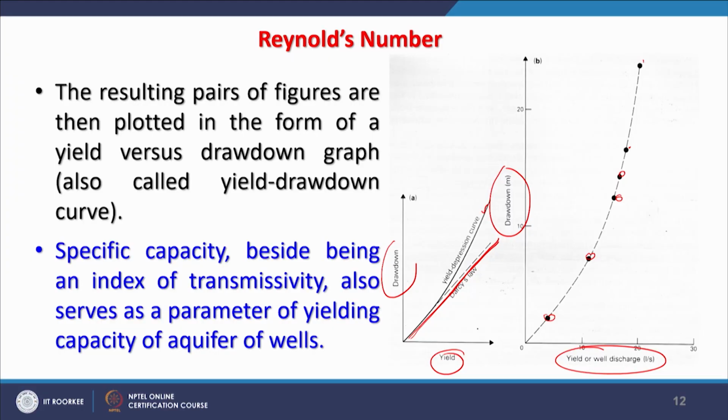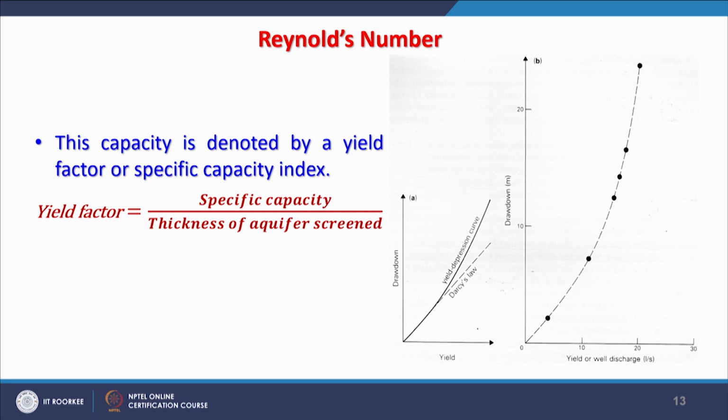So, another parameter which we have discussed, specific capacity, besides being an index of transmissivity, also serves as a parameter of yielding capacity of aquifers or wells. So, how much water a well or a formation can hold is indirectly an index of transmissivity. So, we can see how this yield factor and these are related. As you can see, the capacity is denoted by a yield factor or a specific capacity index. Here, the specific capacity is divided by the thickness of aquifer that is screened.